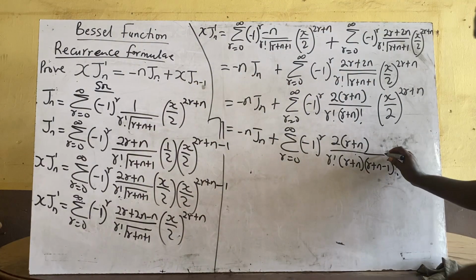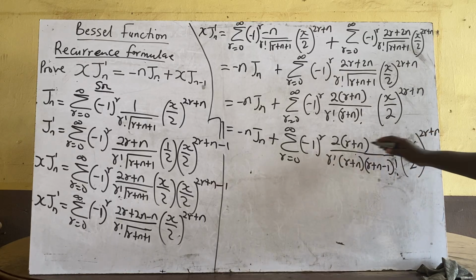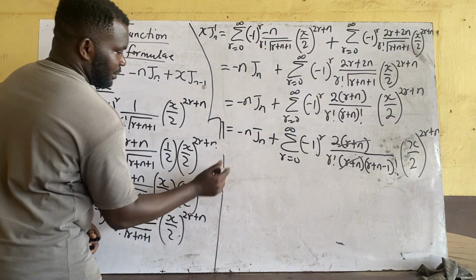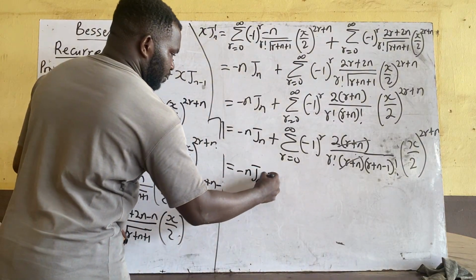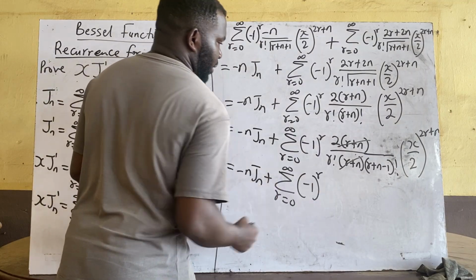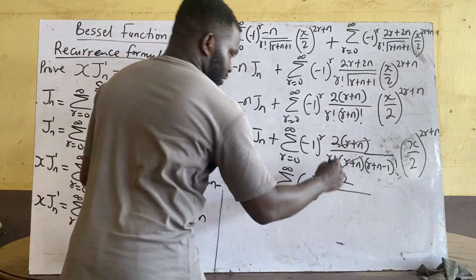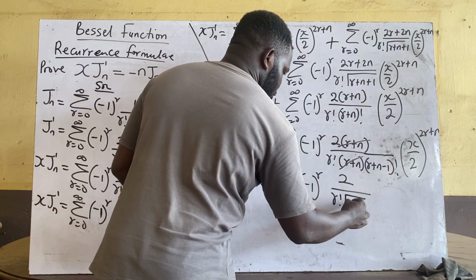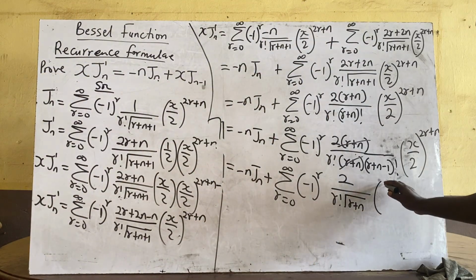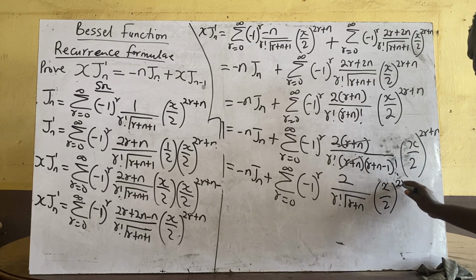Let me start with factorial. Then I'm having x over 2 into 2r plus n. So now this is taking care of this, obviously. I'm now left with minus nJn plus the summation of r starting from 0 to infinity of minus 1 raised to power r. Then I'm having 2 on top, over r factorial, then the gamma function of r plus n. That is how it is. So we now have x over 2 raised to power 2r plus n.